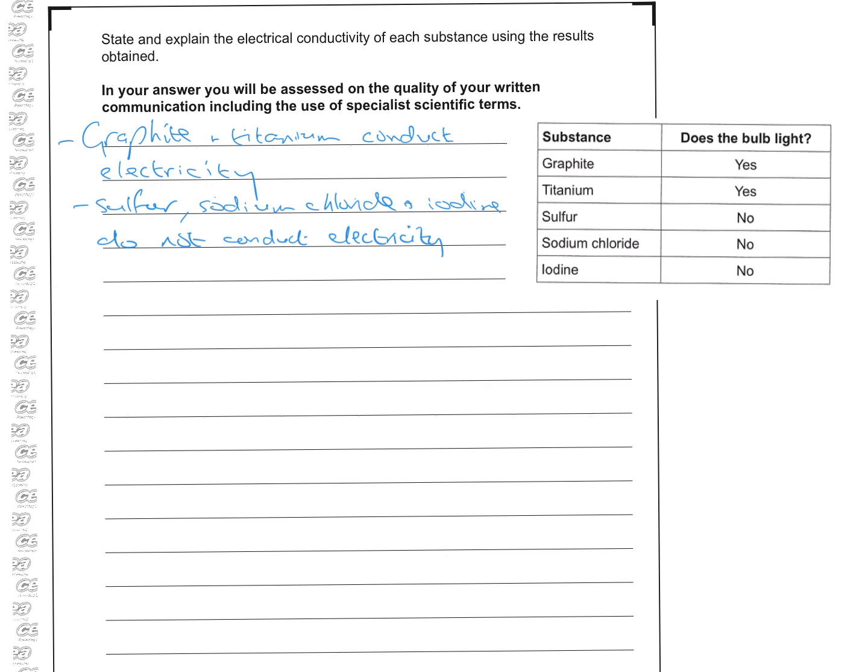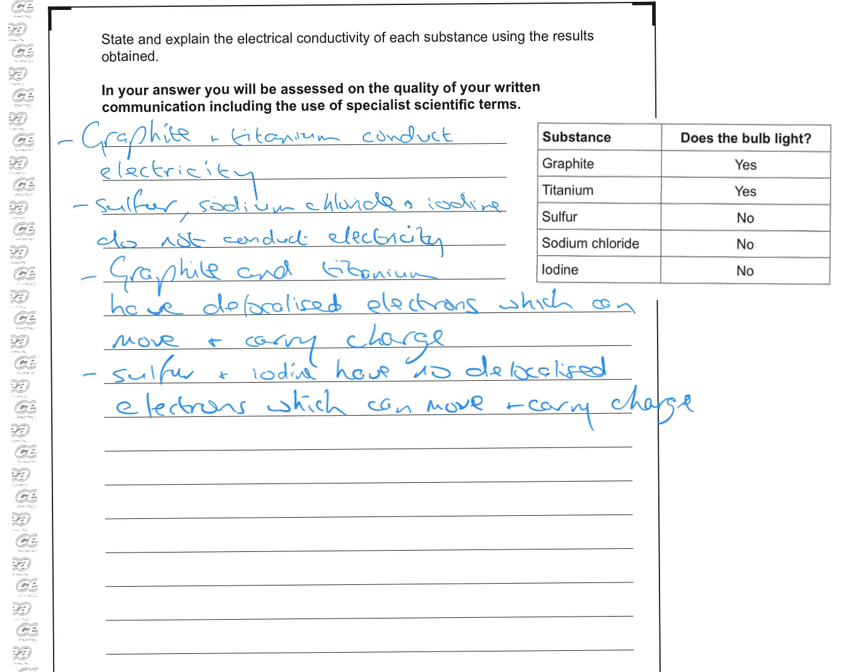Now we can move on to explaining the conductivity patterns. Graphite and titanium have delocalized electrons that can move and carry charge. The sulfur and iodine don't have any delocalized electrons. Now, the sodium chloride, it's ionic. And ionic substances, when they conduct, which is in the molten state or in the liquid state, they conduct due to the movement of ions. It's not electrons. And because it does not conduct, it means that the ions are fixed. They cannot move.